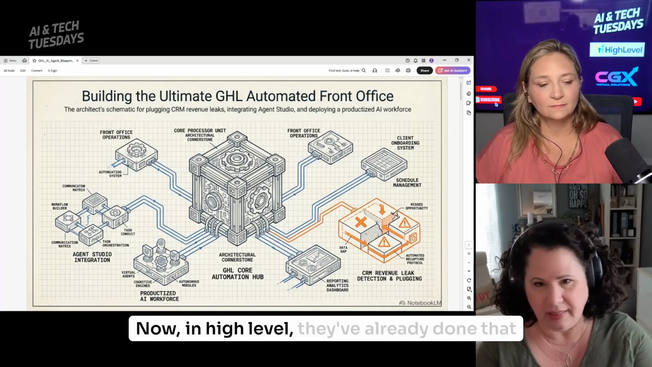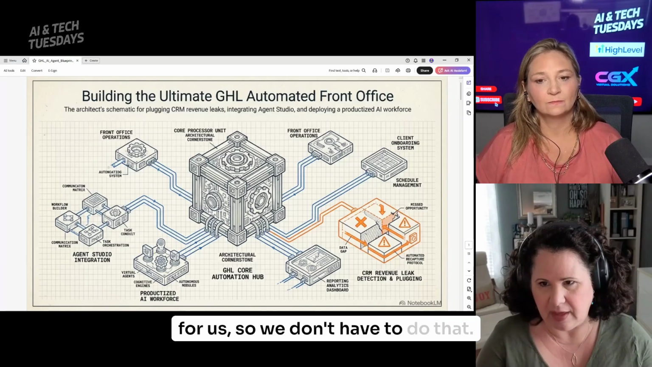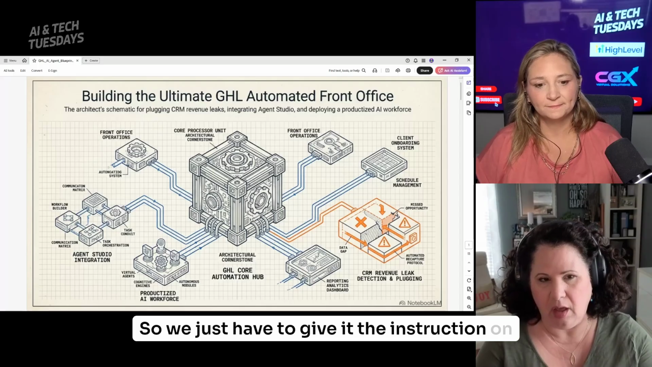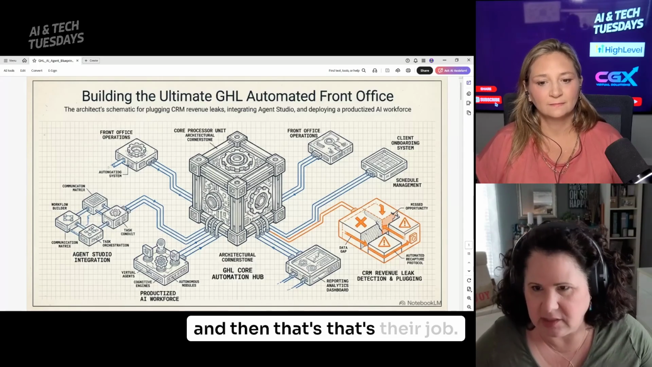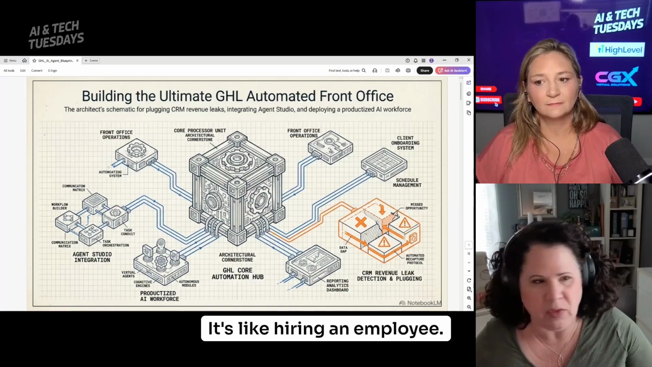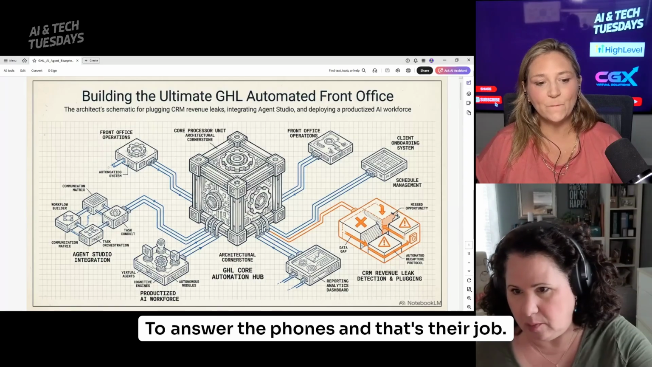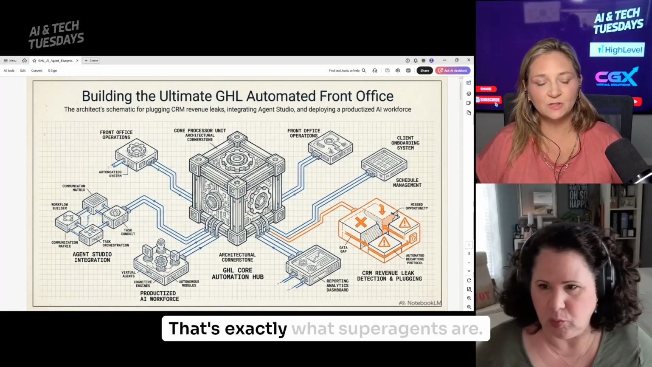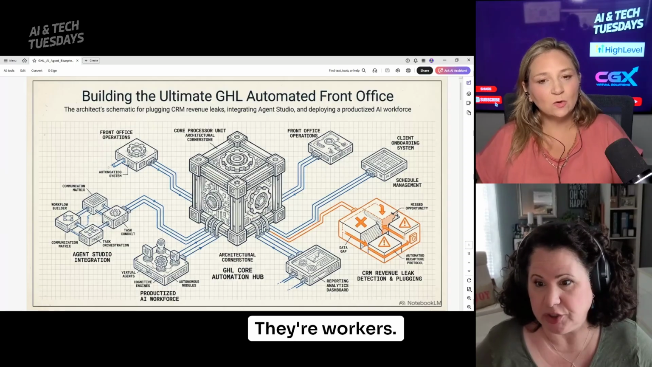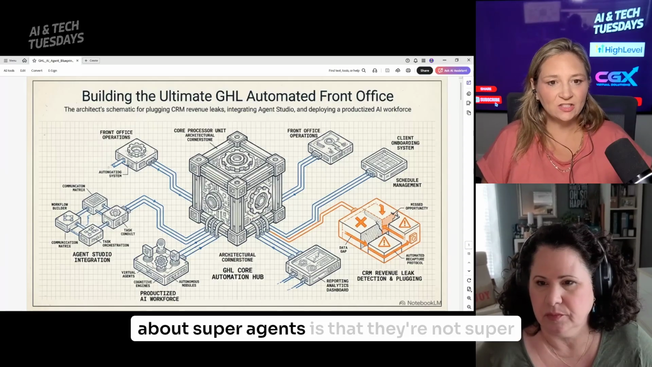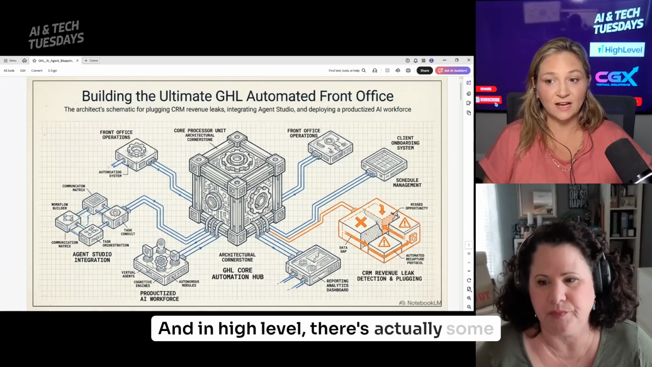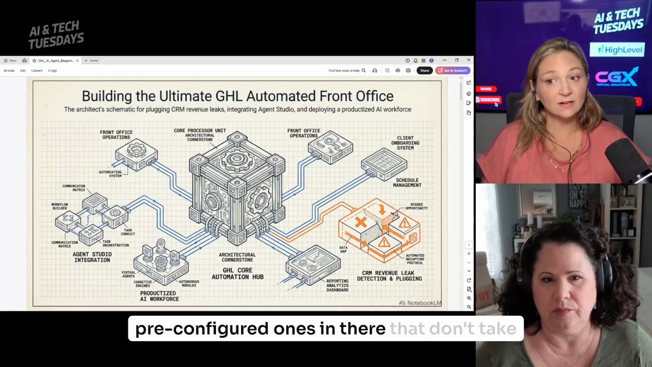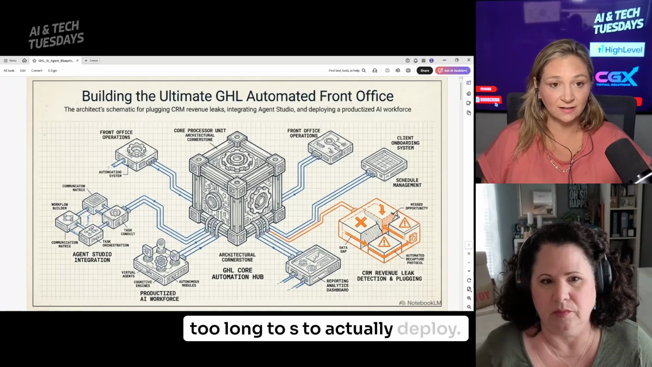Now in high level, they've already done that for us, so we don't have to. We just have to give it the instruction on what we would like them to do on our behalf. And then that's their job. It's like hiring an employee to answer the phones and that's their job. That's exactly what super agents are. And one of the cool things about super agents is that they're not super hard to deploy. And in high level, there are some pre-configured ones that don't take too long to deploy.